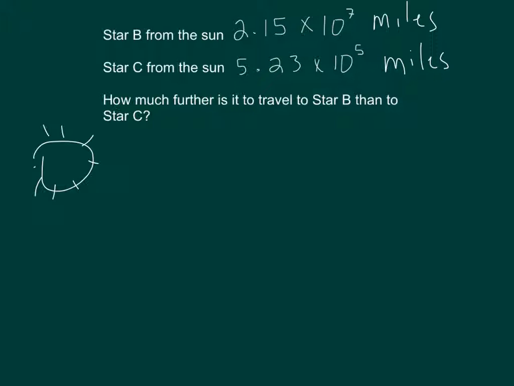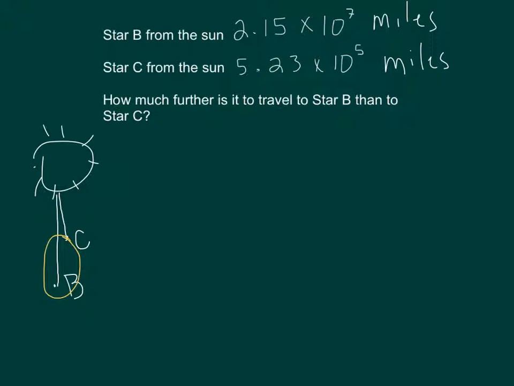So I can go ahead and draw my stars on here as well. I know that B, because it's to the 7th power, is farther away than C, which is to the 5th power. So I'll just make star C is probably about here, and B maybe is here. And I want to know how much farther is it to go to B than it is to go to C. So I'm looking for this distance right here.